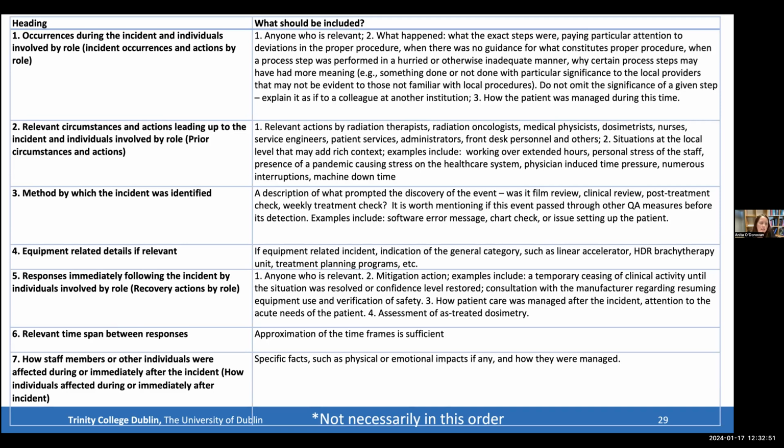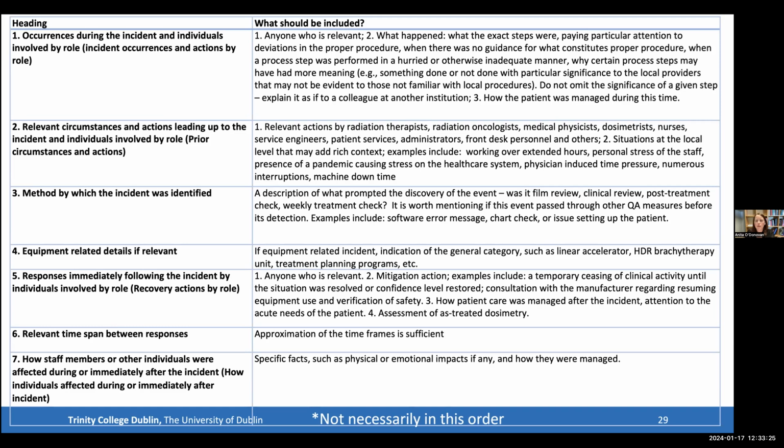But just to talk through the different categories, I suppose the first one is fairly self-explanatory. What actually happened? So what happened, what the exact steps were, anyone who was involved, and I suppose paying particular attention to deviations in protocols or procedures, or maybe where a clinical decision had to be made, offering information that there was no guidance in that particular instance. And anything that you order or that you include, I suppose, should have significance.